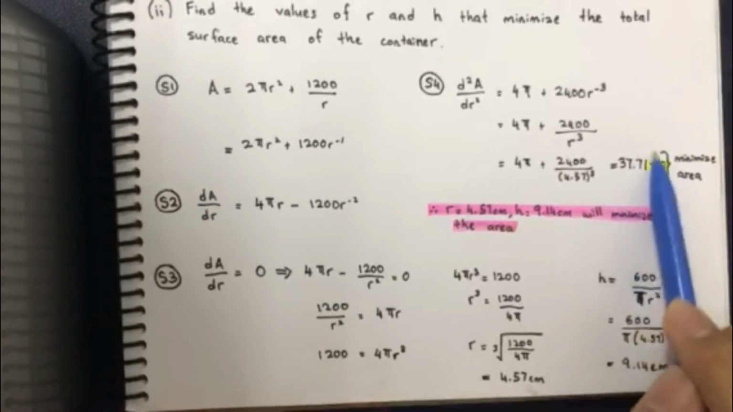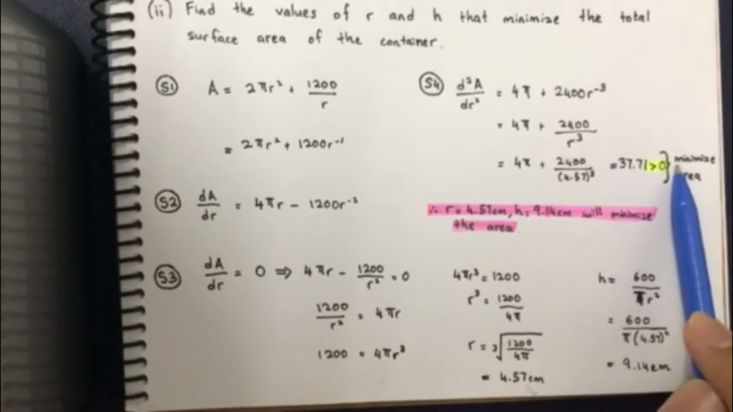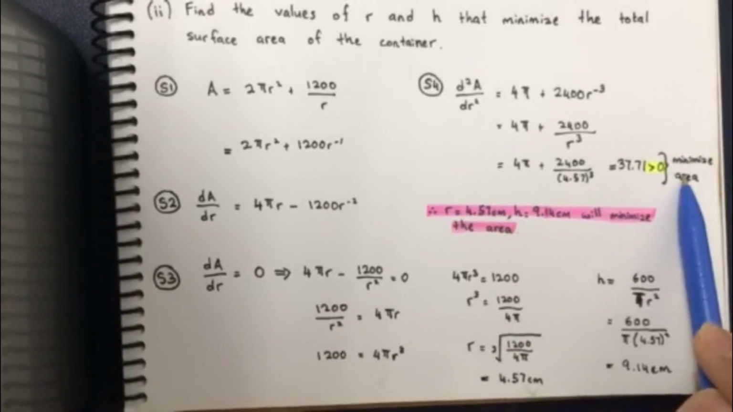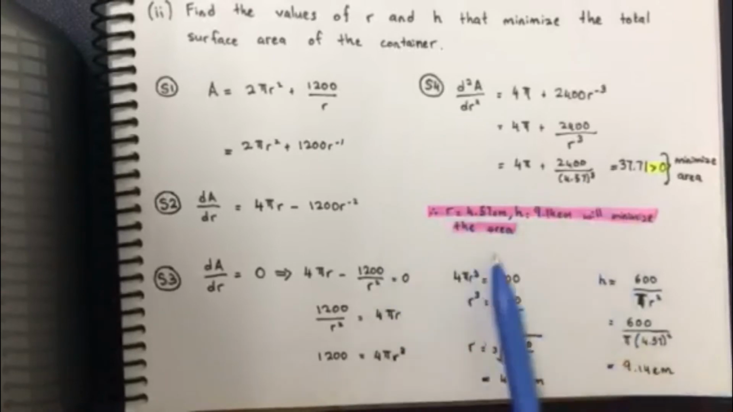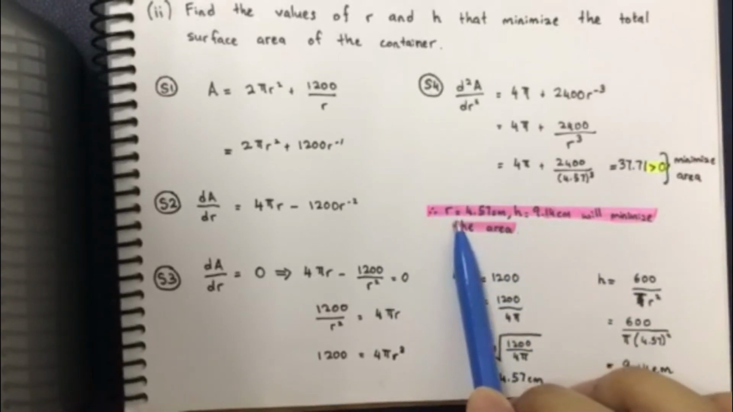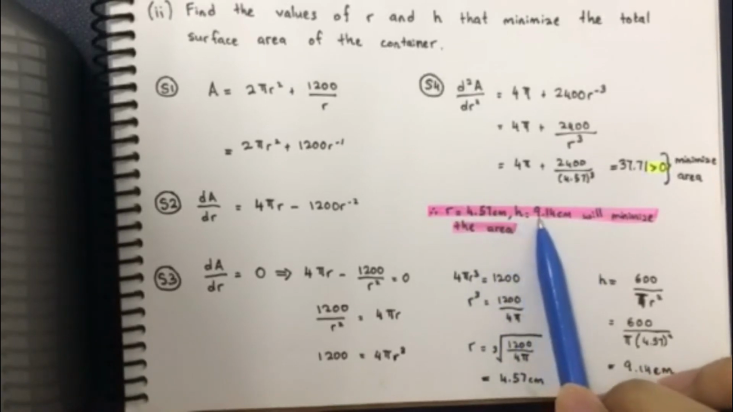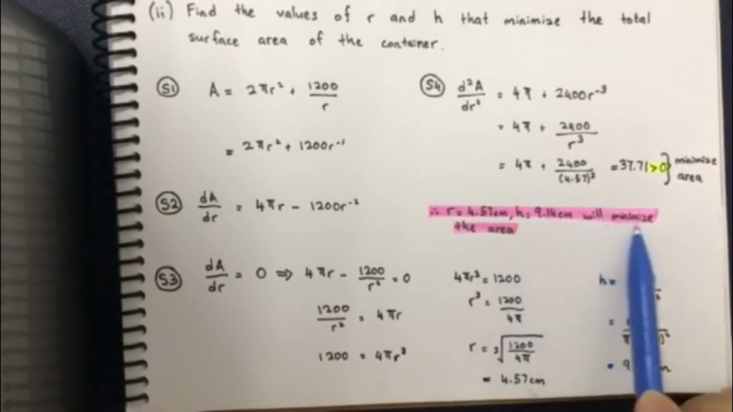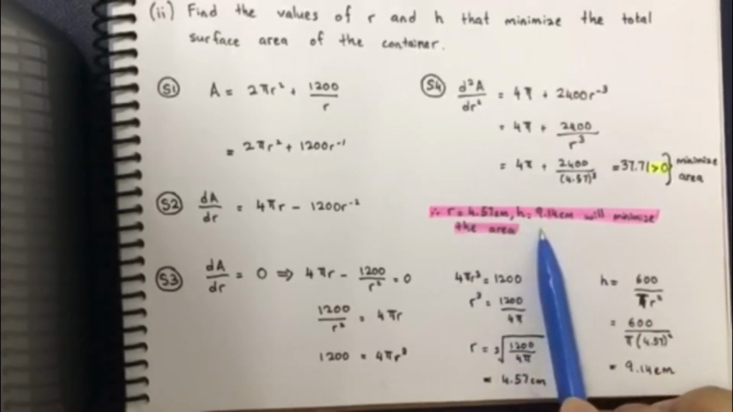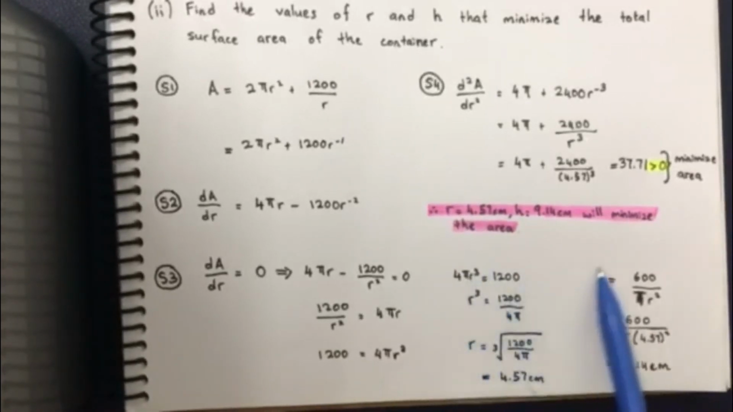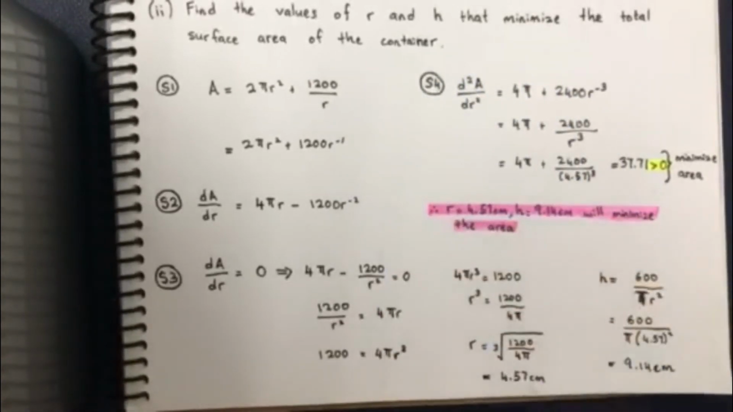If the value is bigger than 0, the area is minimized. Therefore, the conclusion is r equals 4.57 cm and h equals 9.14 cm. We minimize the area. So that is done for question 2.